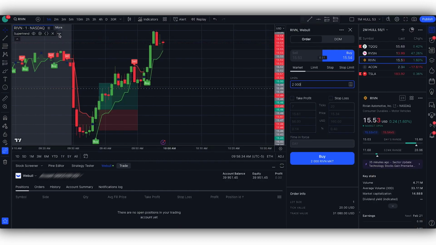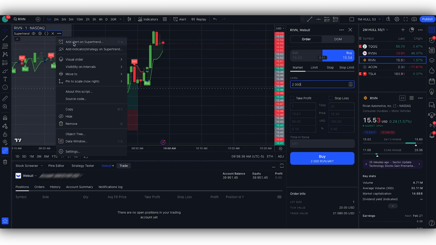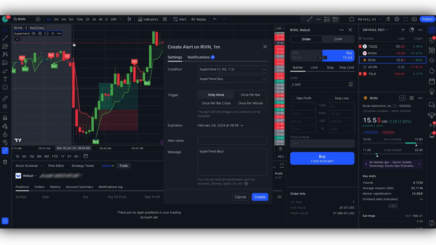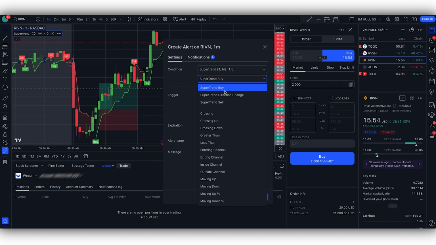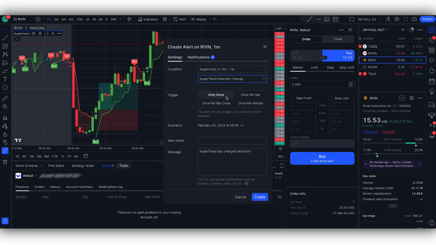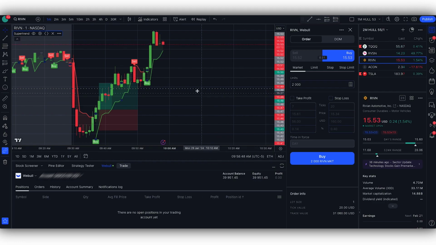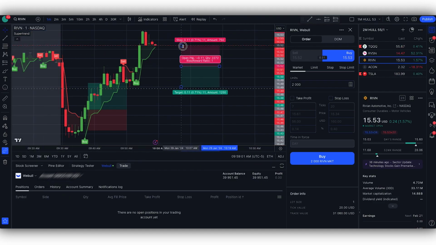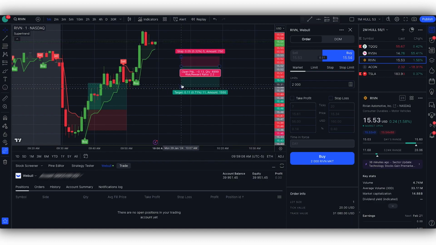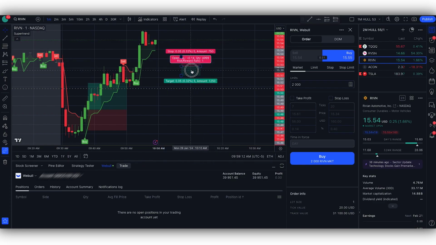Under these three little dots right here, I go to add alert on SuperTrend. Once the SuperTrend changes direction, I'm going to select that and hit create. So now I'm going to get an alert on the directional change, and then I'm going to be shorting. So I'll get this ready and drop it down to 0.3%. You can do this really with any stock that is moving and not consolidating.